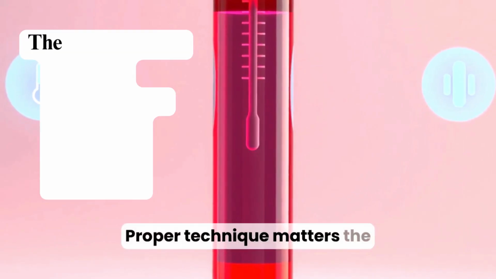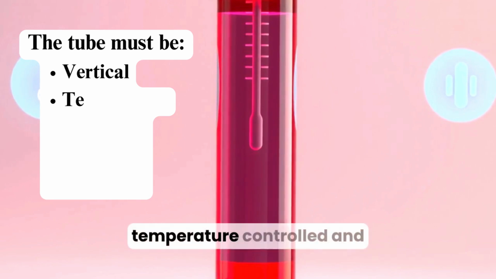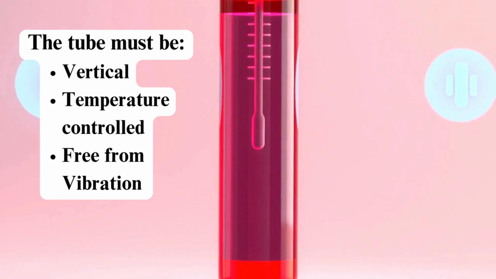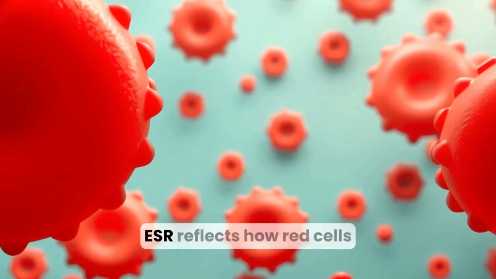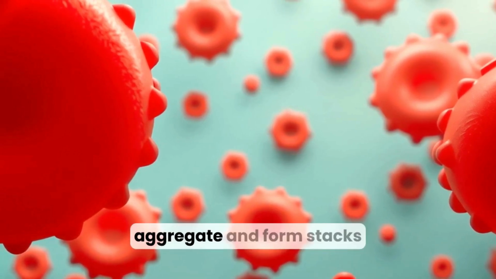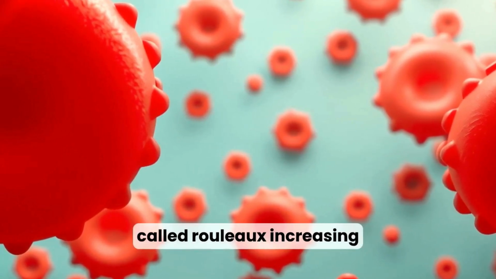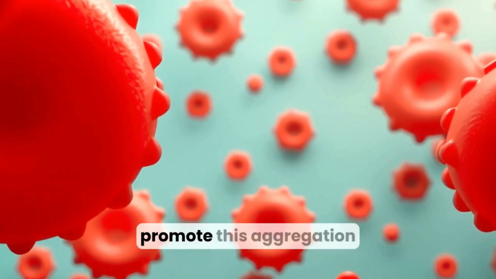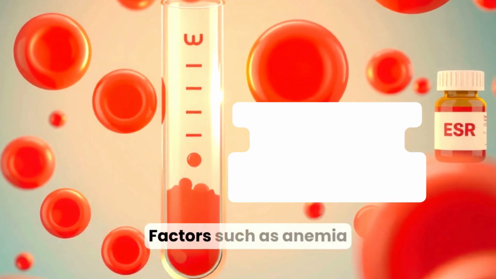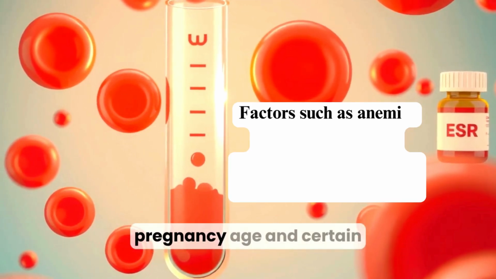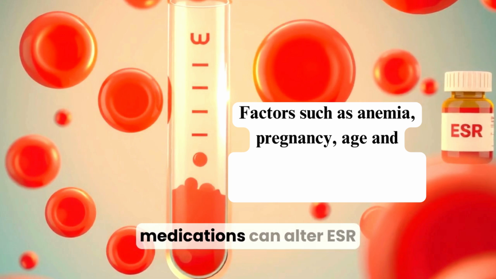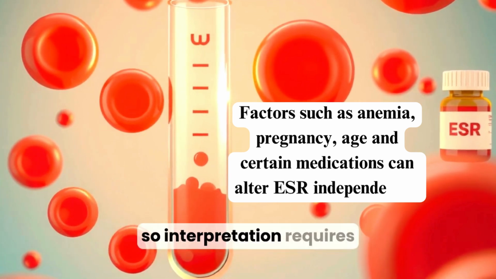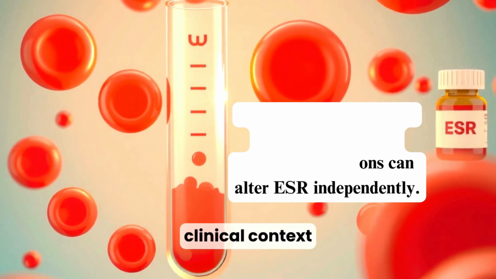Proper technique matters. The tube must be vertical, temperature controlled, and free from vibration. Small errors can change the ESR results significantly. ESR reflects how red cells aggregate and form stacks called rouleaux, increasing sedimentation. Acute phase proteins like fibrinogen promote this aggregation. Factors such as anemia, pregnancy, age, and certain medications can alter ESR independently of inflammation, so interpretation requires clinical context.